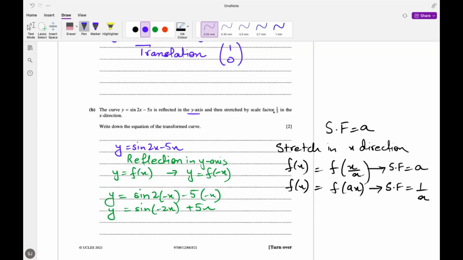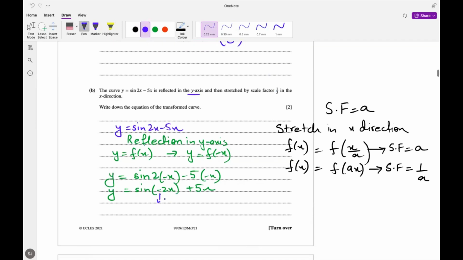So now the scale factor is 1 upon 3. So this will become y equals sine of minus 2, and this will multiply by 3, so this will become minus 6x plus 5, and this x will also multiply by 3. So 5x times 3 will become 15x. So the final answer will be y equals sine of minus 6x plus 15x.